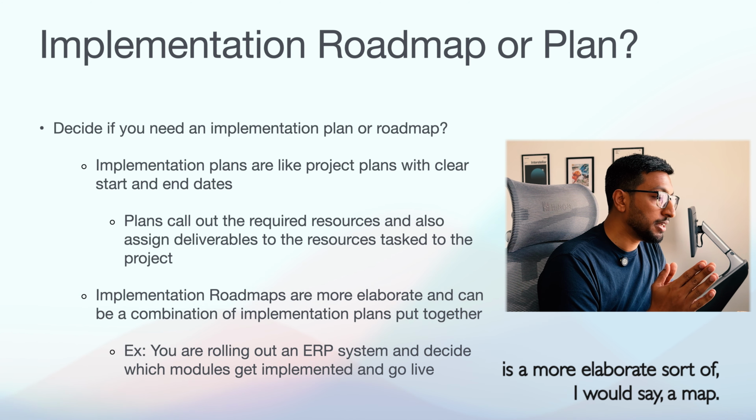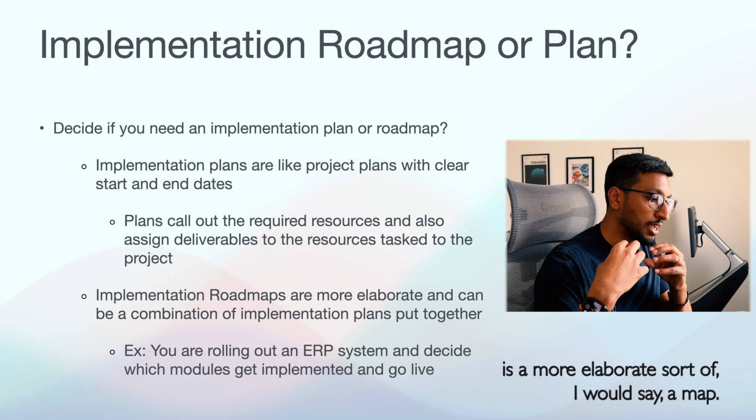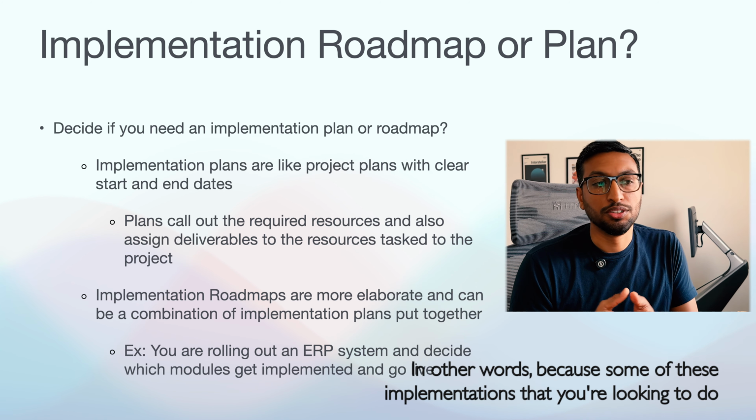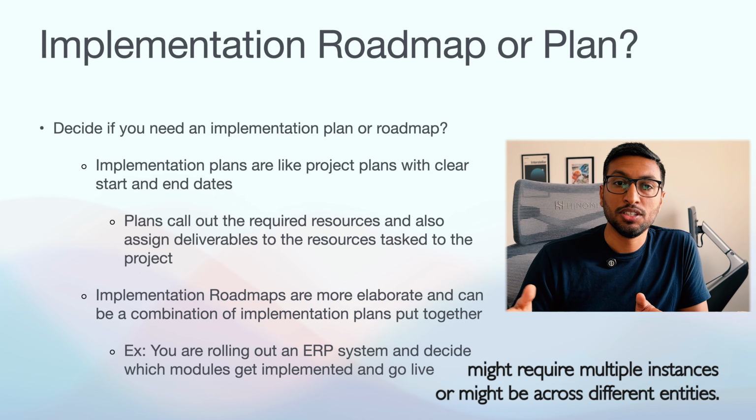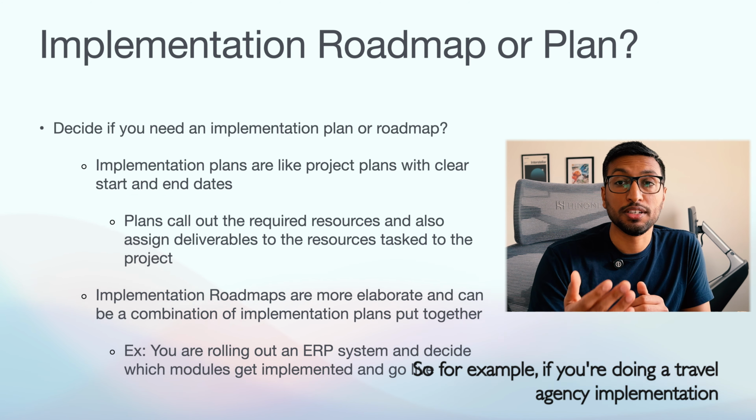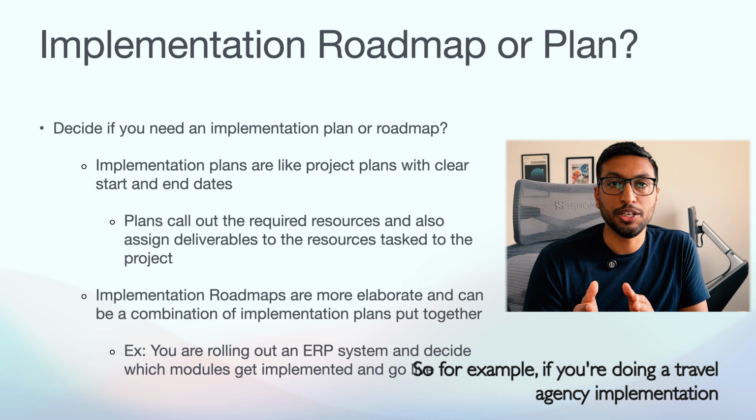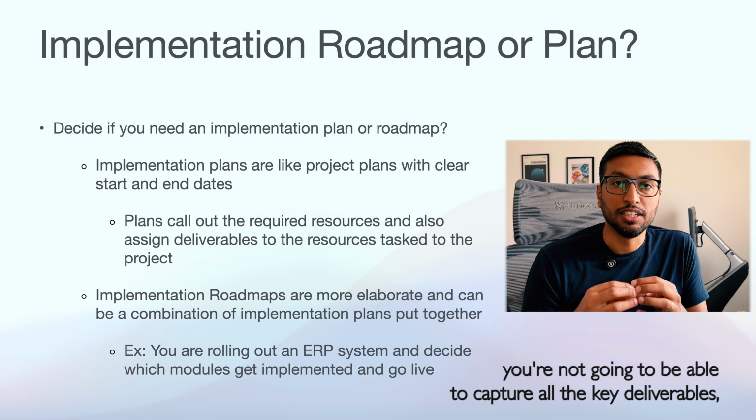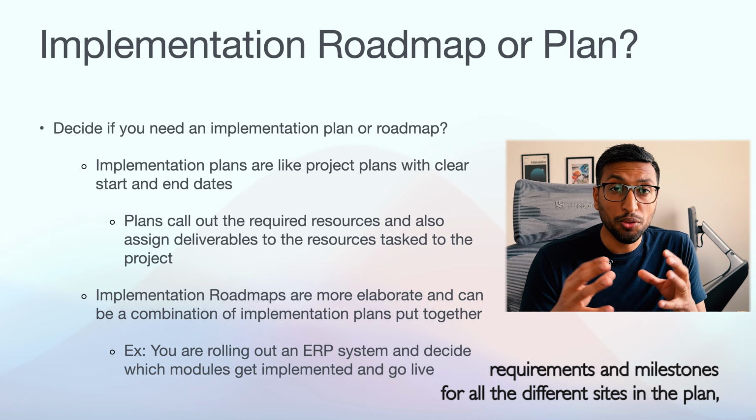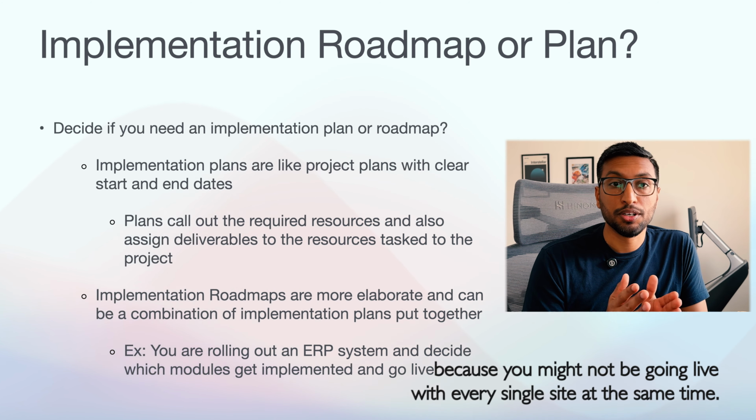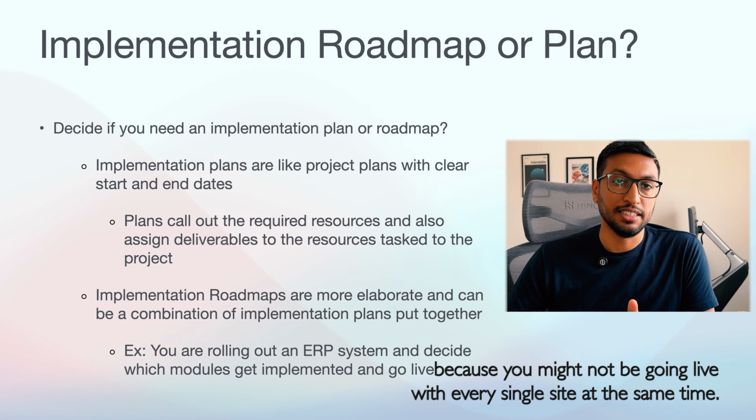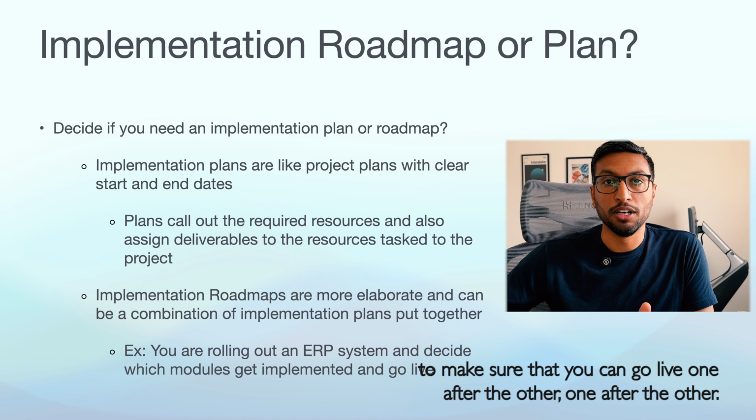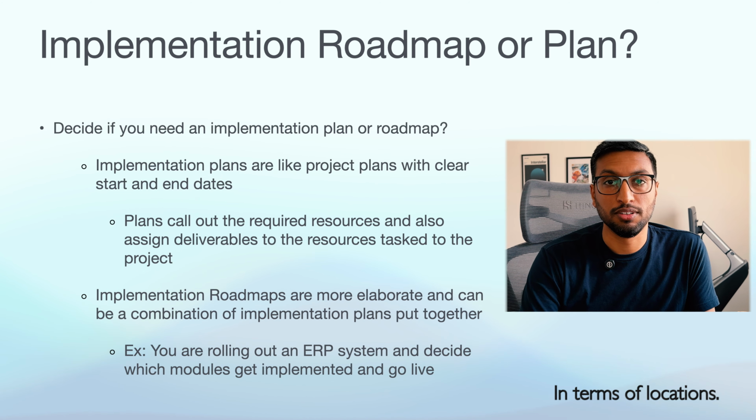An implementation roadmap is a more elaborate sort of map, in other words, because some of these implementations might require multiple instances or might be across different entities. For example, if you're doing a travel agency implementation and you are a global company, you're not going to be able to capture all the key deliverables, requirements, and milestones for all the different sites in a plan, because you might not be going live with every single site at the same time. In this case, a roadmap is needed because this will allow you to go live one after the other in terms of locations.